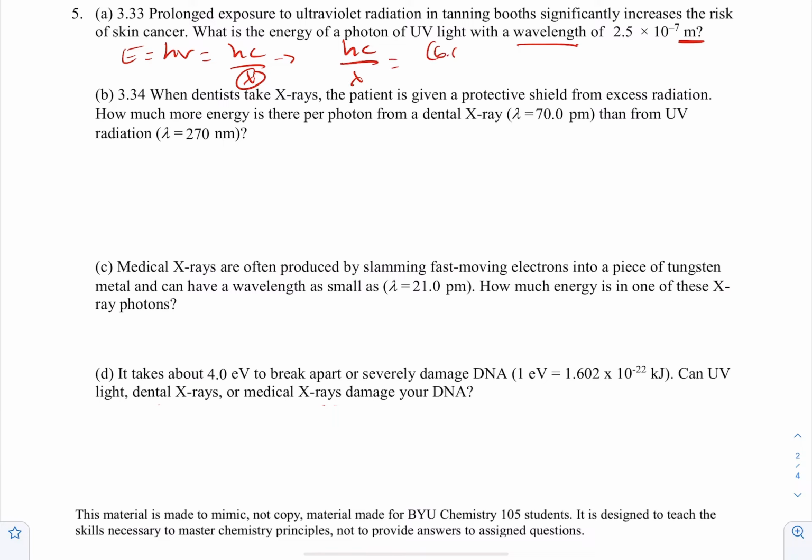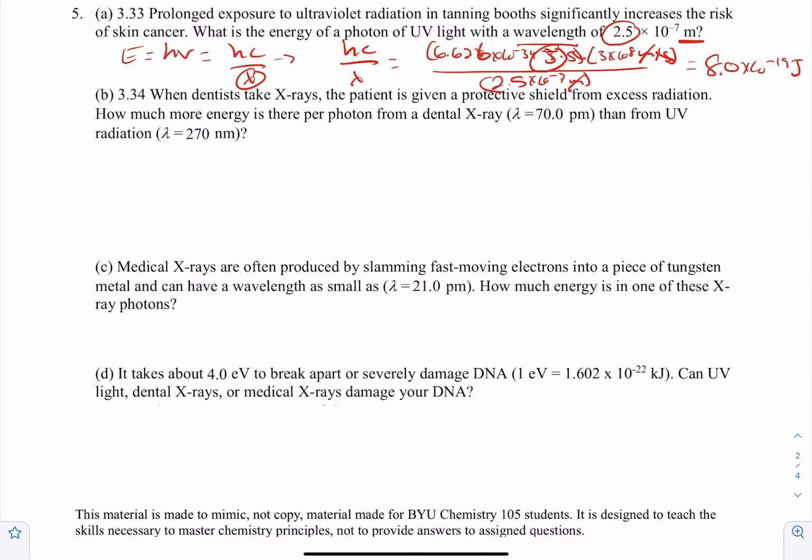That's equal to 6.626 times 10 to the negative 34 joule seconds, times 3 times 10 to the 8th meters per second. My seconds will cancel. I end up with joule meters here. And then at the bottom here, I got 2.5 times 10 to the negative 7 meters. So meters will cancel, and I'm going to end up with joules here. When I do that correctly, using sig figs, I get 8.0 times 10 to the negative 19th joules. So that's how you'll solve for energy when you have wavelength, using this equation.